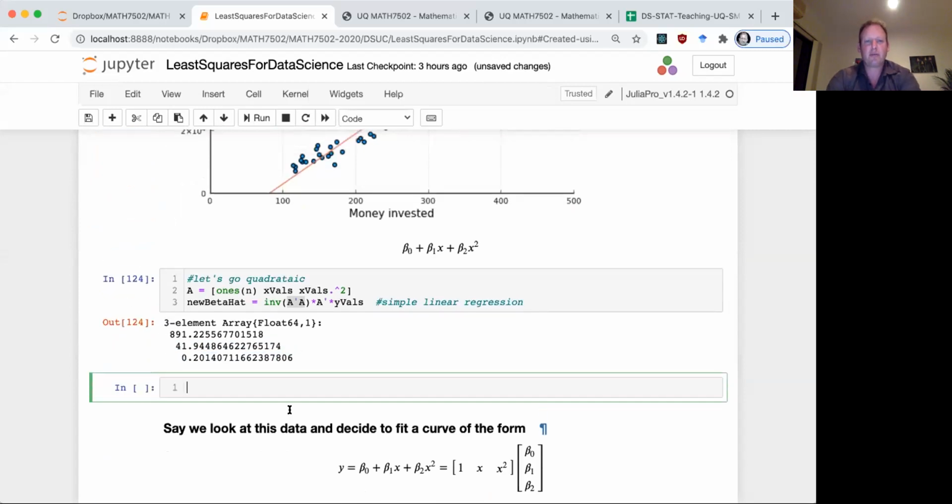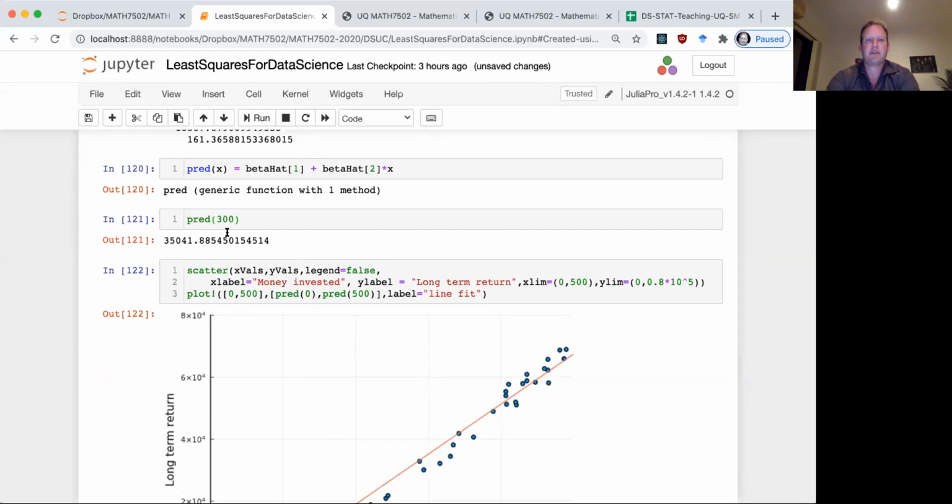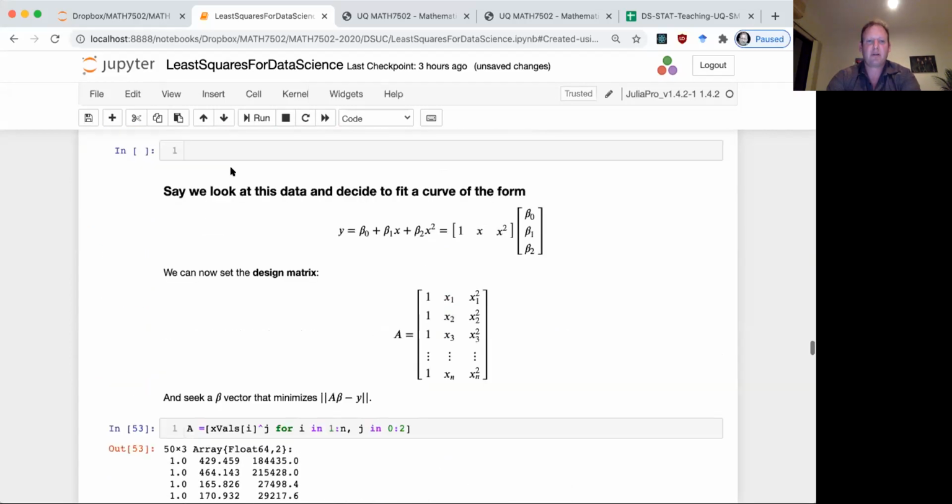So let's make our new prediction function, and I'll finish just on time, I hope. So the new pred, let's call this new pred.